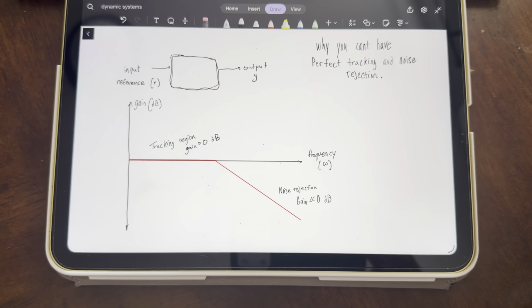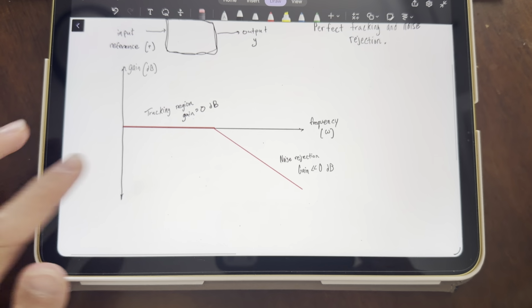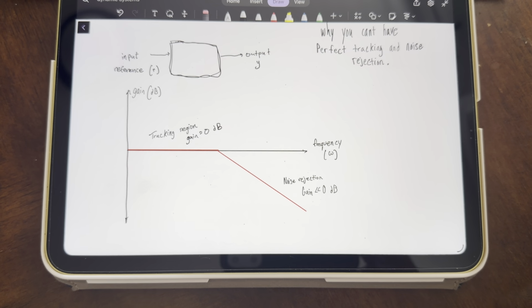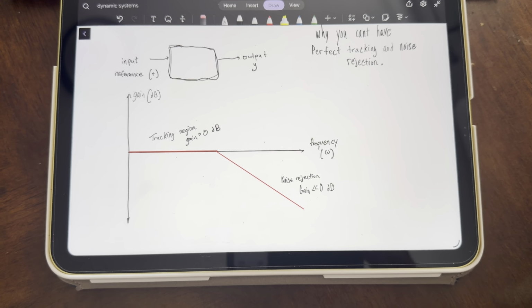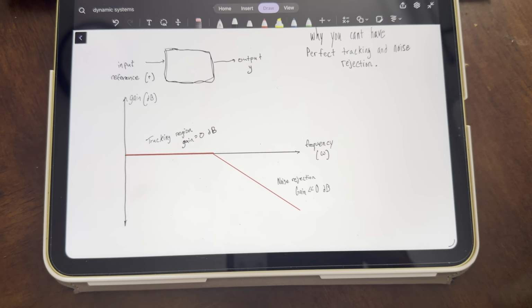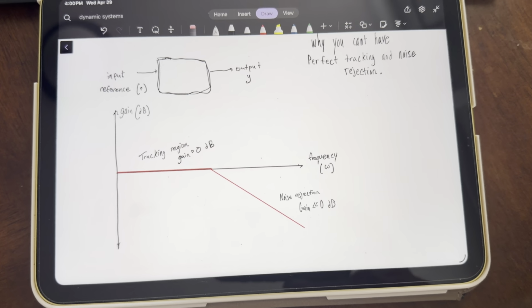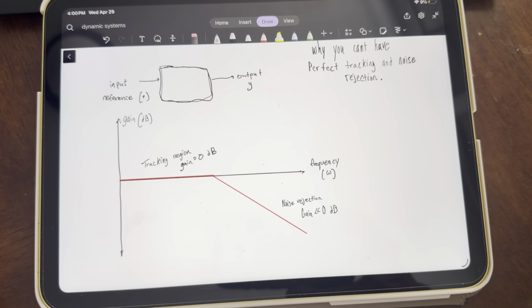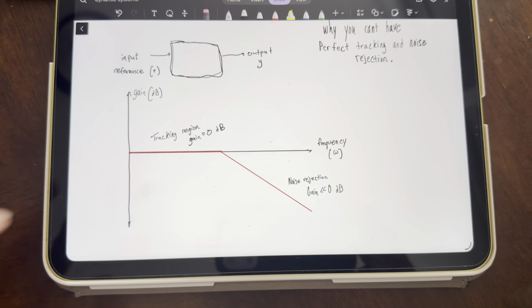responds at different frequencies. At the low frequencies, which is shown over here, we want the gain to be close to 0 dB, and this is called the tracking region, where I wrote that, because it allows the output to follow the input pretty closely. However, the noise is typically existing at higher frequencies over here. So at the higher frequencies, we want the gain to be much less than 0 dB, so the noise is dissipated or attenuated. And this is the noise rejection region.